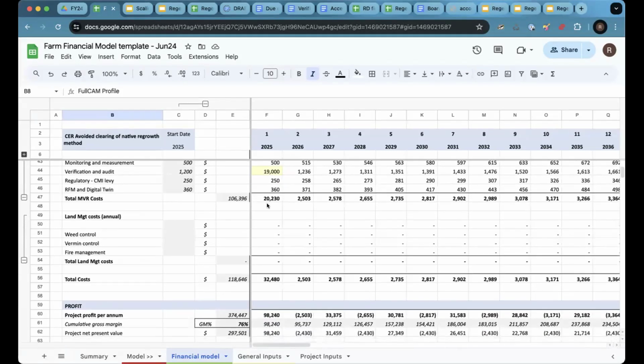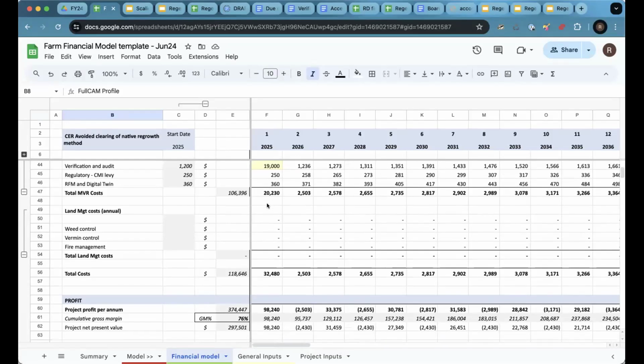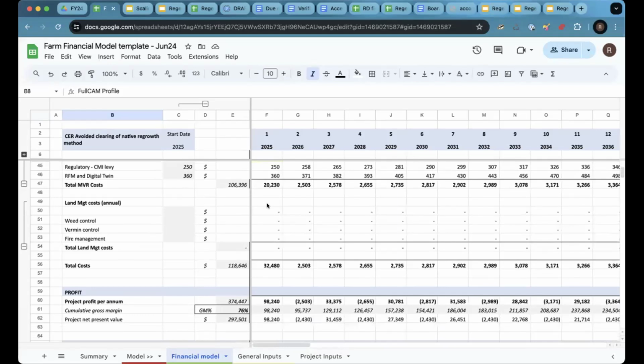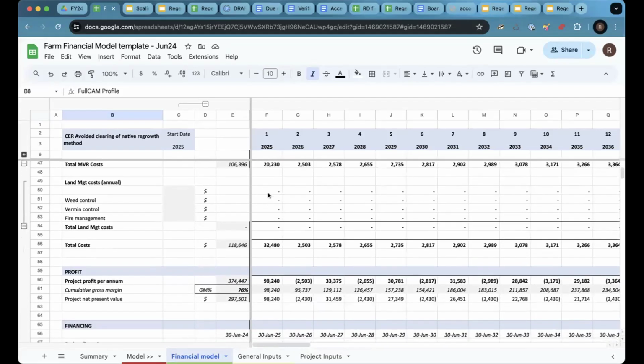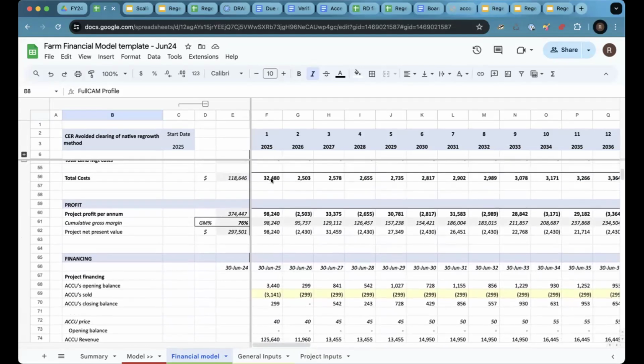Because that is the biggest cost. It is one of the biggest costs on an ongoing basis with these projects. So you've got your MVR costs, you've got your profit. That's just the ACCU sales less the costs gives you your project profit, and that's the raw profit.